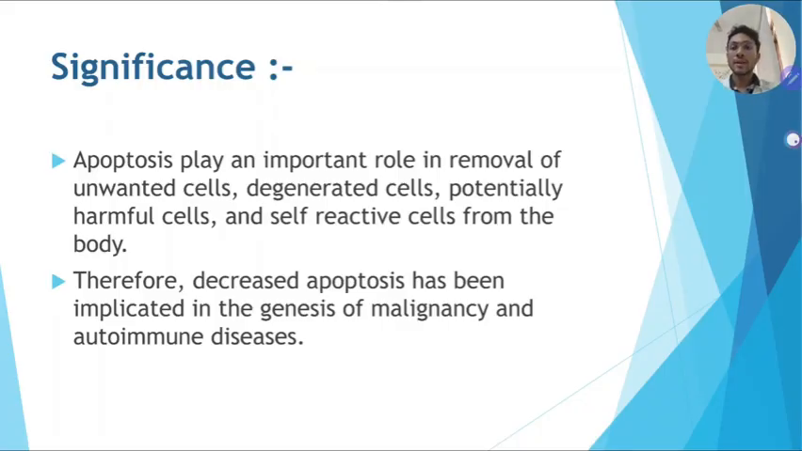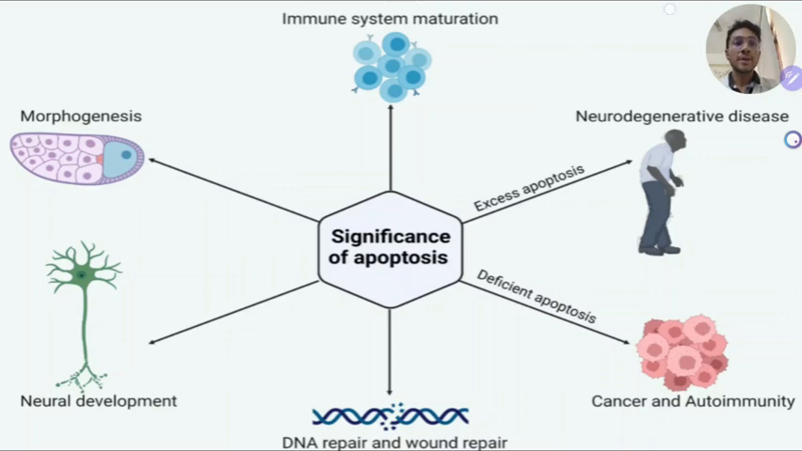Significance of apoptosis. Apoptosis plays an important role in the removal of unwanted cells, degenerated cells, potentially harmful cells and self-reactive cells from the body. Therefore, decreased apoptosis has been implicated in the genesis of malignancy and autoimmune diseases. Here is a brief chart to show the significance of apoptosis.